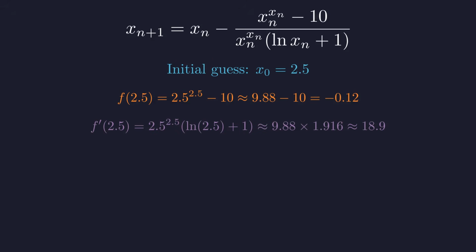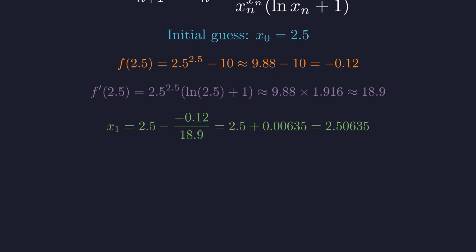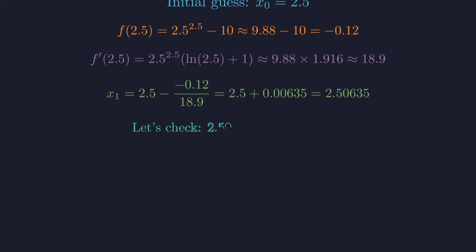Next, we evaluate the derivative. Using our formula, f prime of 2.5 is approximately 18.9. Now we apply the Newton's method formula. Since f of 2.5 is negative, we add the correction term, giving us x1 equals 2.50635. Let's verify our progress.